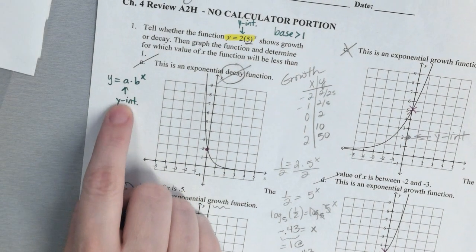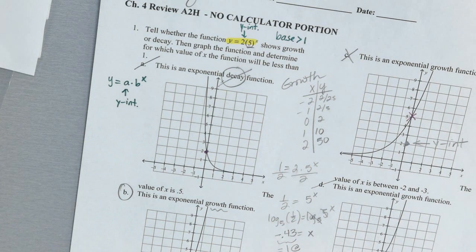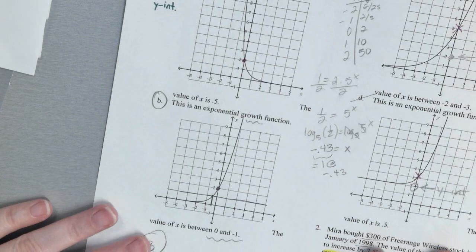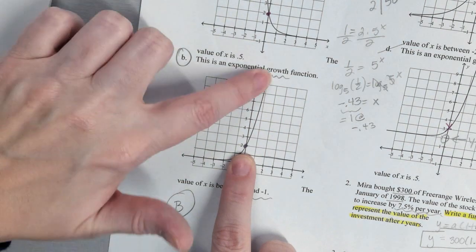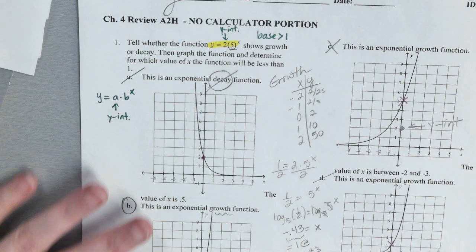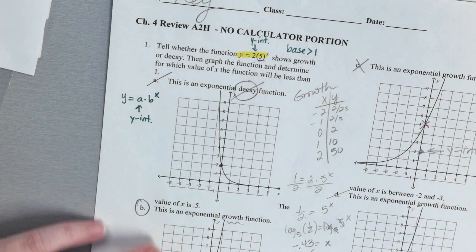In this form, a is the y-intercept. You can also plug in 0 to find it. Once you do that, the only one that has the correct y-intercept and growth is B. This one does not have the correct y-intercept. This one does not have the correct y-intercept. So that's all you have to do, those two things: y-intercept, and then is it growth or decay.